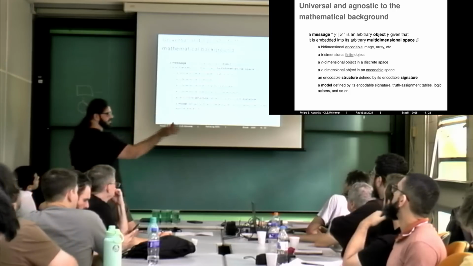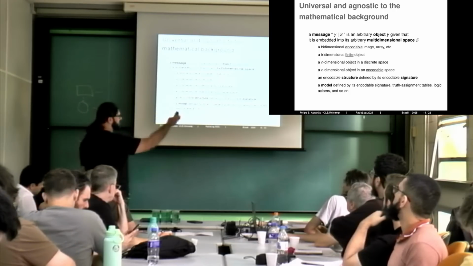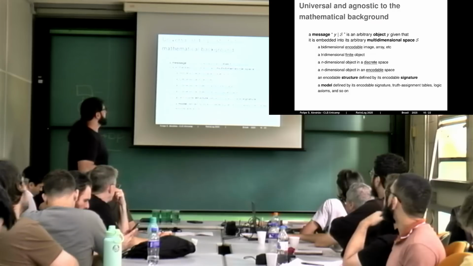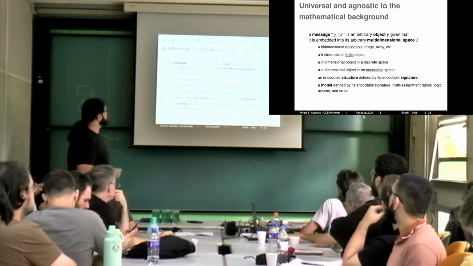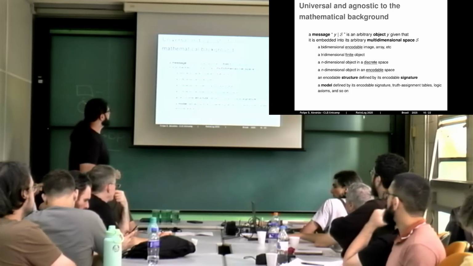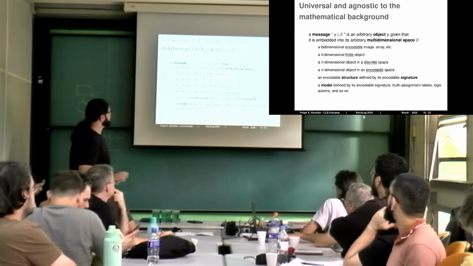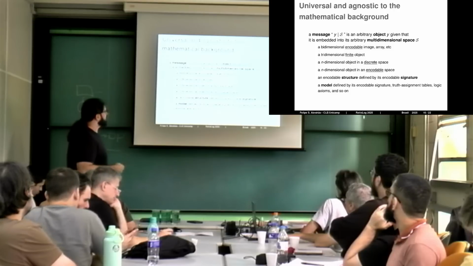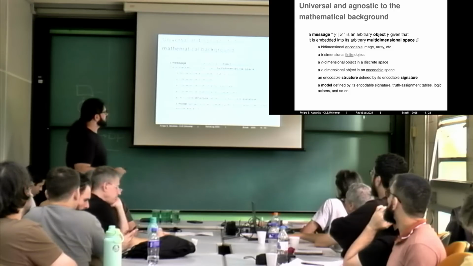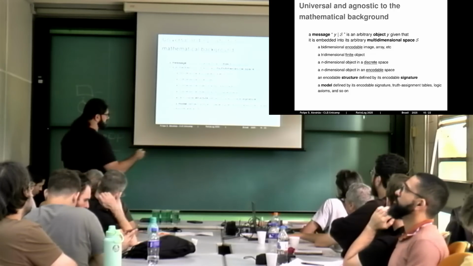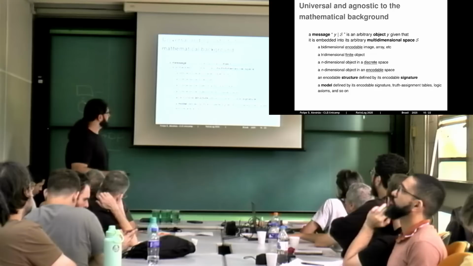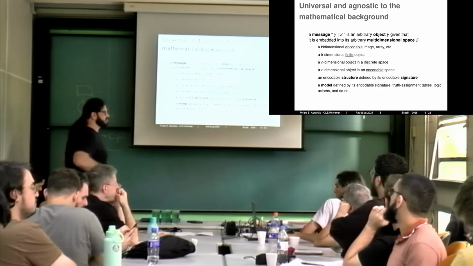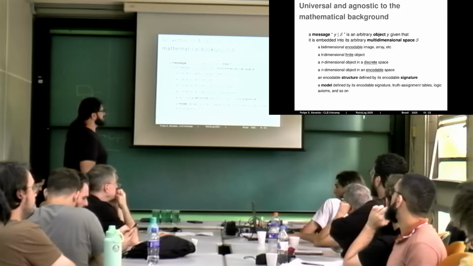Hopefully, I think we explained what a signature is before. And then, for example, you can also generalize to a model. This object embedded in a multidimensional space can also be a model defined by its own signature, truth assignment tables, logic, axioms, and so on. So basically, he may try to transmit his own mathematical knowledge to the receiver.